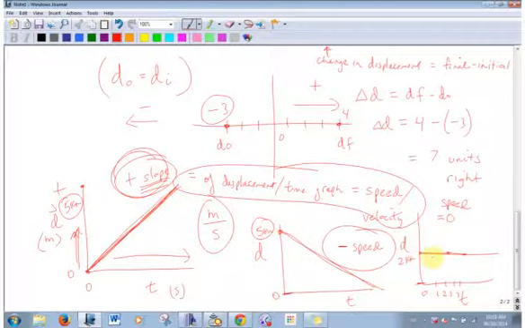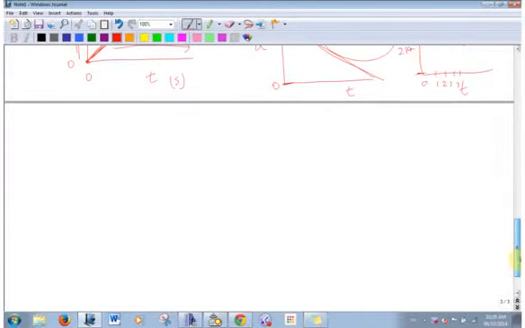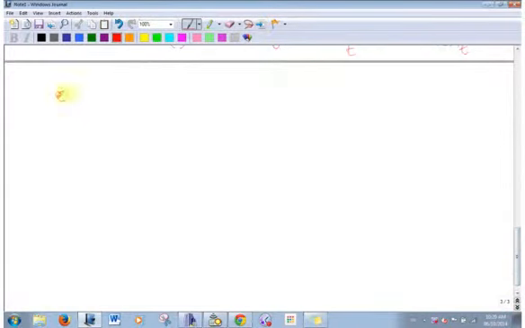What's another way to say I'm not moving? I'm stationary. My speed is 0. Kind of makes sense? Should. You just got to think about it a bit. Okay, did that. A couple of examples.